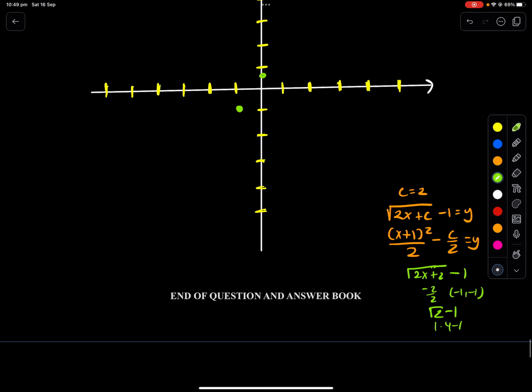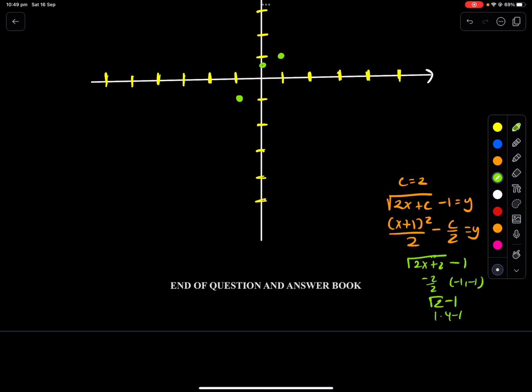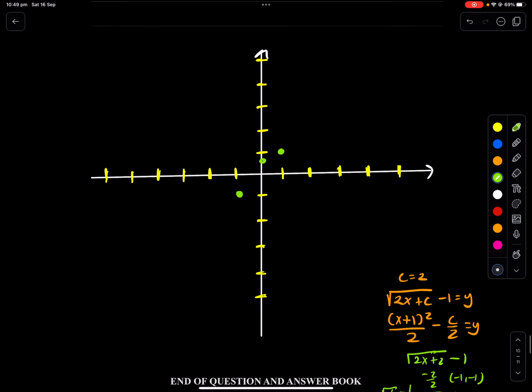What about if I sub in 1? So 1 would be 2 plus 2, 4, square root of 4 minus 1, which is 1. This is supposed to be 1. What about 2? So 2 times 2 is 4, root 6 minus 1. So it'll be like 2.4 minus 1, let's say, which is 1.4. Yeah, let's say it's 1.4, which is like 1.5.